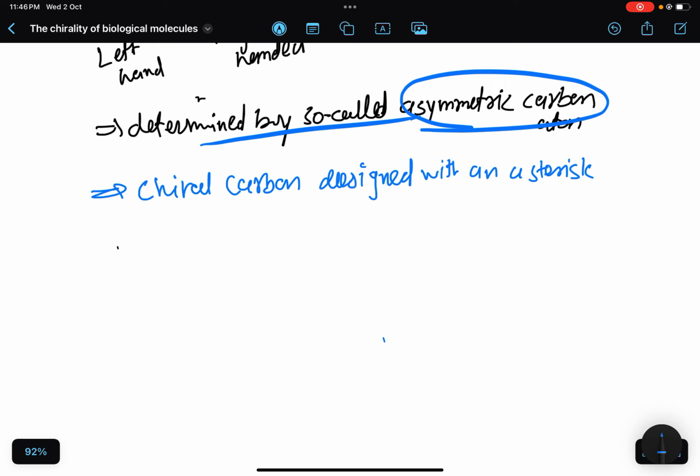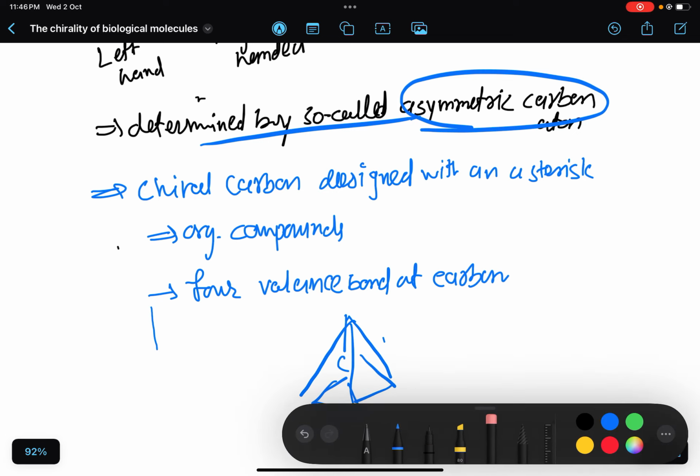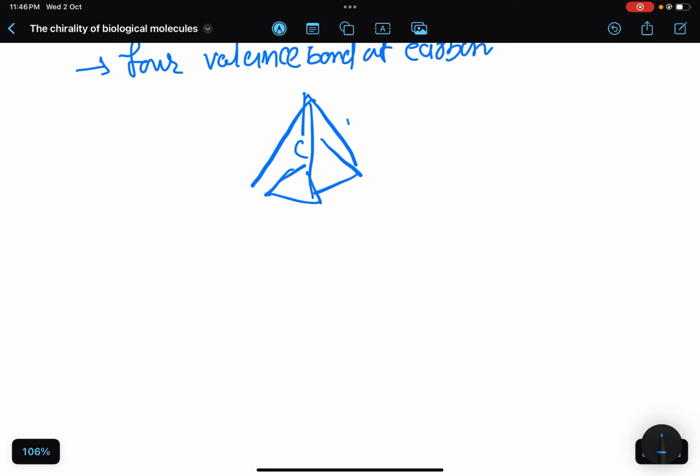In saturated organic compounds, the four valence bonds of carbon are arranged at tetrahedral angles relative to one another, like this. This is the tetrahedral structure.